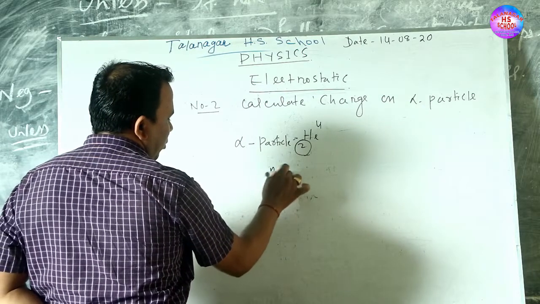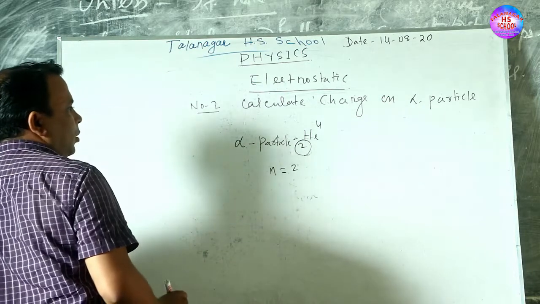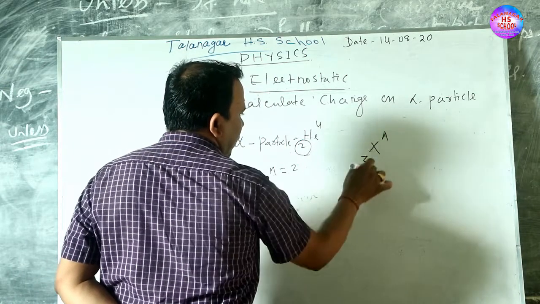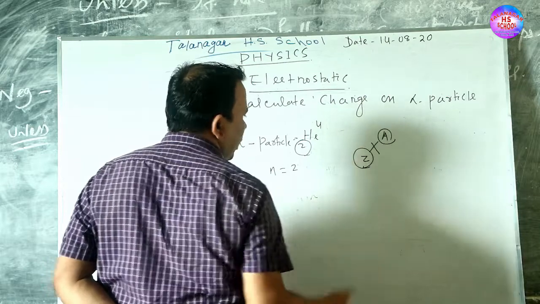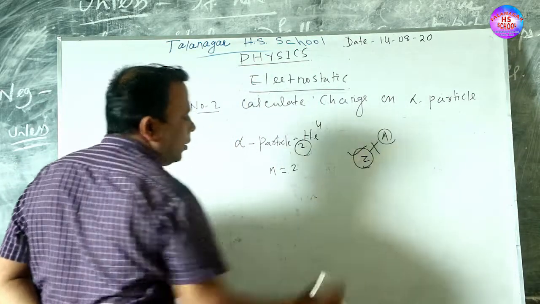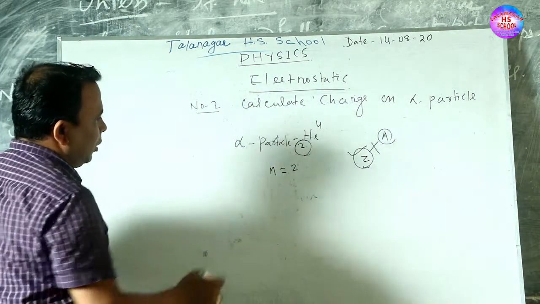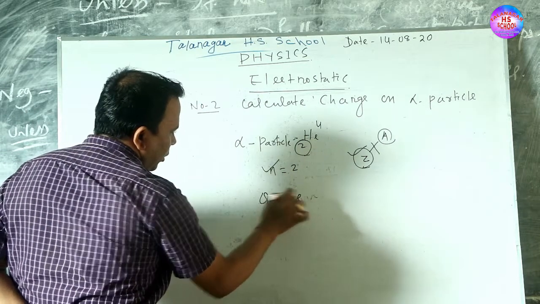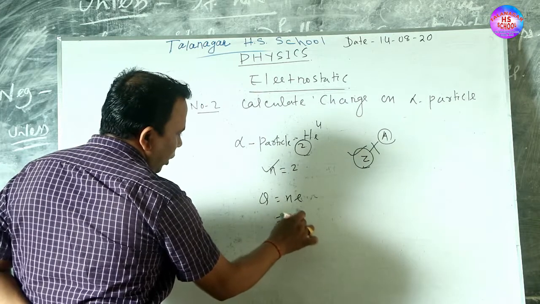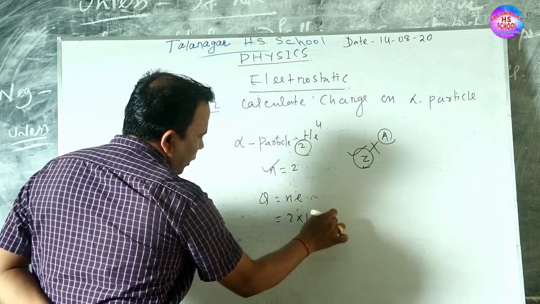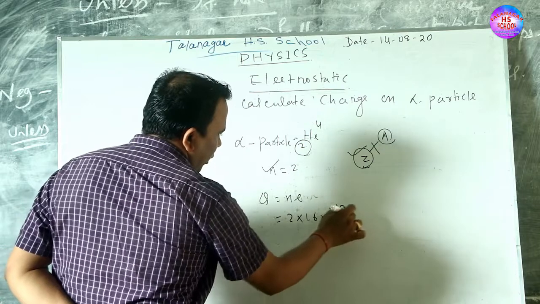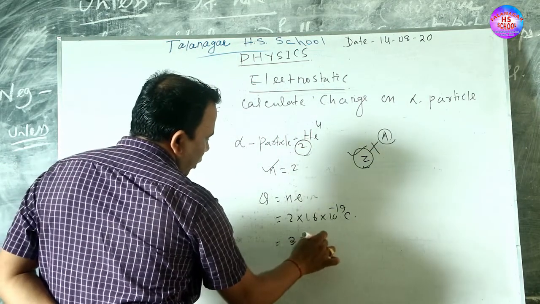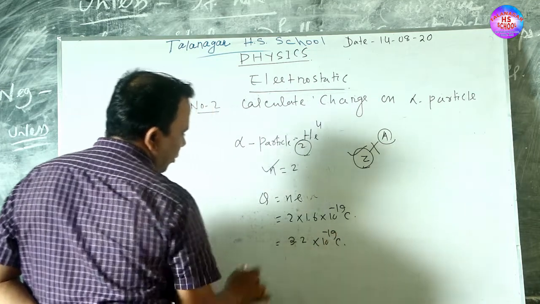Therefore, the number of electrons is 2 here, because we can represent the atom as ZA, where Z is the atomic number and A is the atomic weight. That means Z is either the number of electrons or protons. Here given N equal to 2, Q equal to Ne, N is 2, into e, the electronic charge 1.6 into 10 to the power minus 19 coulomb. So the charge on the helium particle is 3.2 into 10 to the power minus 19 coulomb.